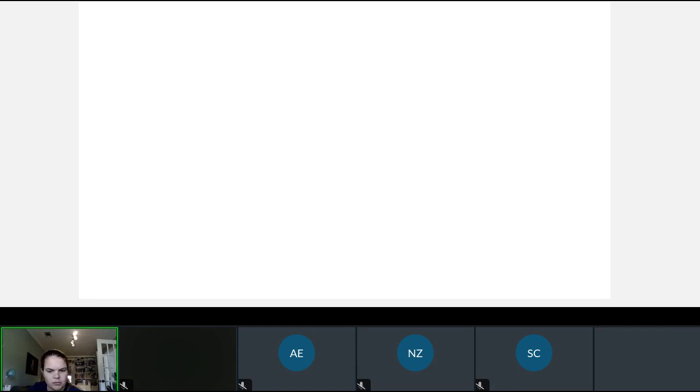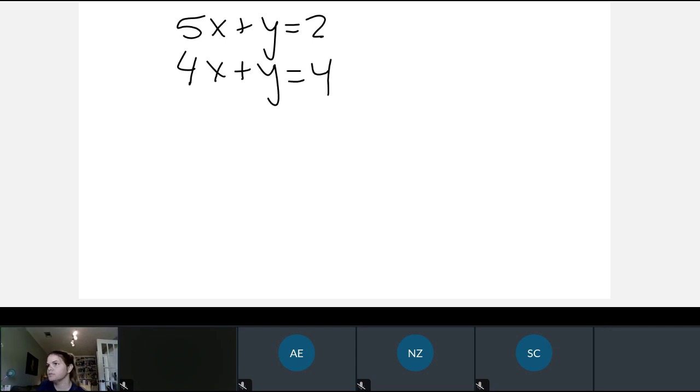5x plus y equals 2. Okay. So if this is what you have, 5x plus y equals 2, and you have 4x plus y equals 4, which of these has the same coefficients?